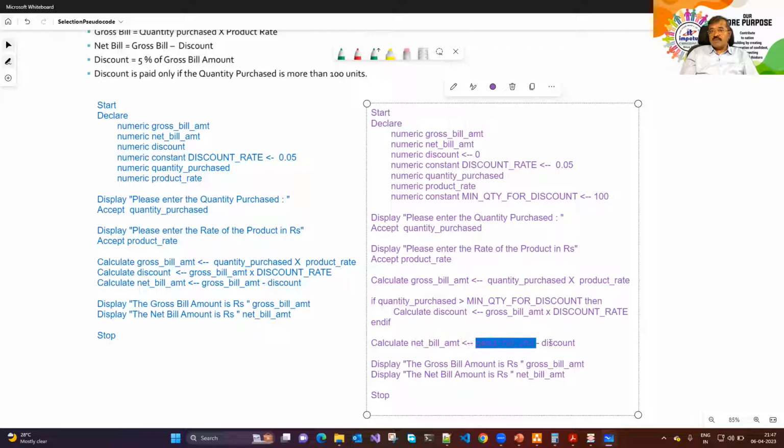So in that case, when the condition is false, net bill amount is gross bill amount minus discount. If discount value has not changed, then the default value we have is 0. So in that case, 0 will get subtracted from gross bill amount. And what is the net bill amount? The same as the gross bill amount as well. Okay.